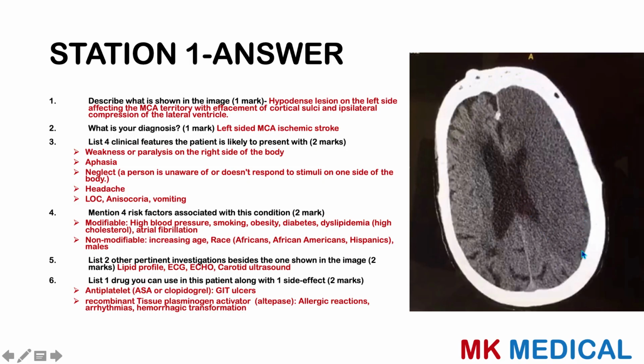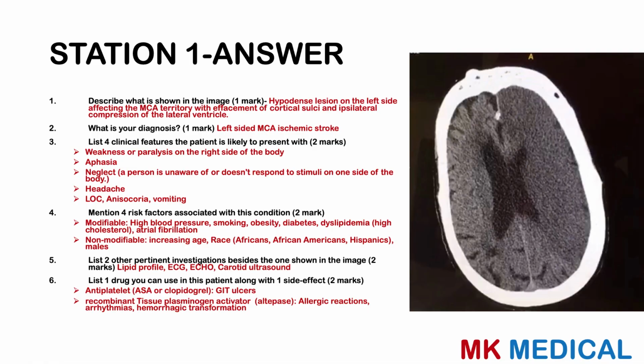There's effacement of the corticosulci, and you can see that this lateral ventricle has been compressed compared to this other ventricle. So generally, there is what we call ipsilateral lateral ventricle compression. So this person has a left-sided MCA ischemic stroke.